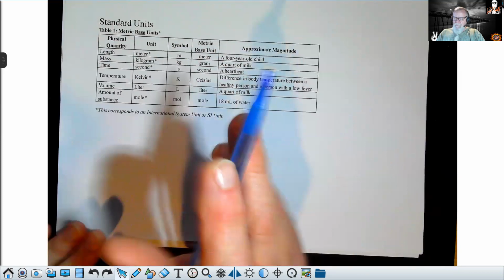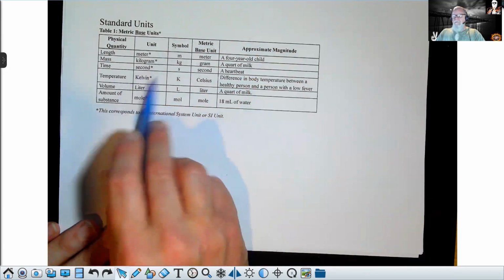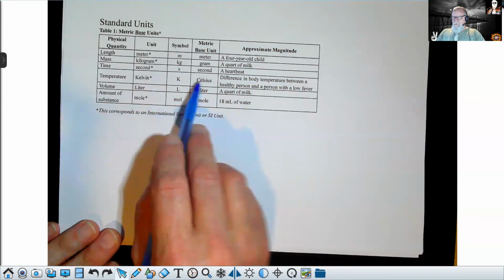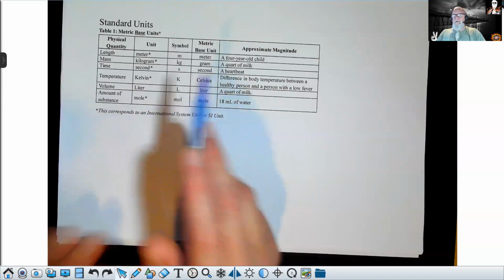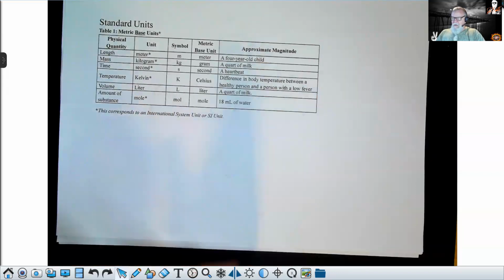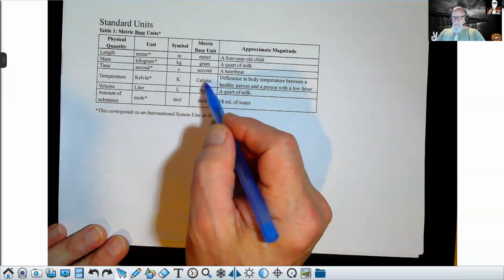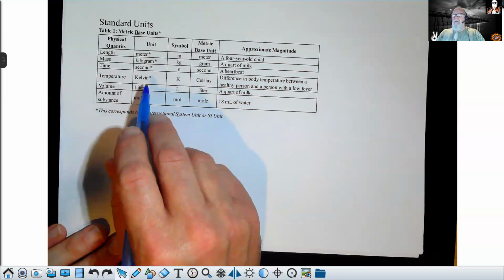some small differences. The main difference is in temperature, that we use the Kelvin system in SI units rather than the metric system of Celsius. So most people understand Celsius. Here in America, we use Fahrenheit. I'm not going to get into that, but this is superior to Fahrenheit and this is superior to Celsius, only in that this Kelvin doesn't have any negative values.